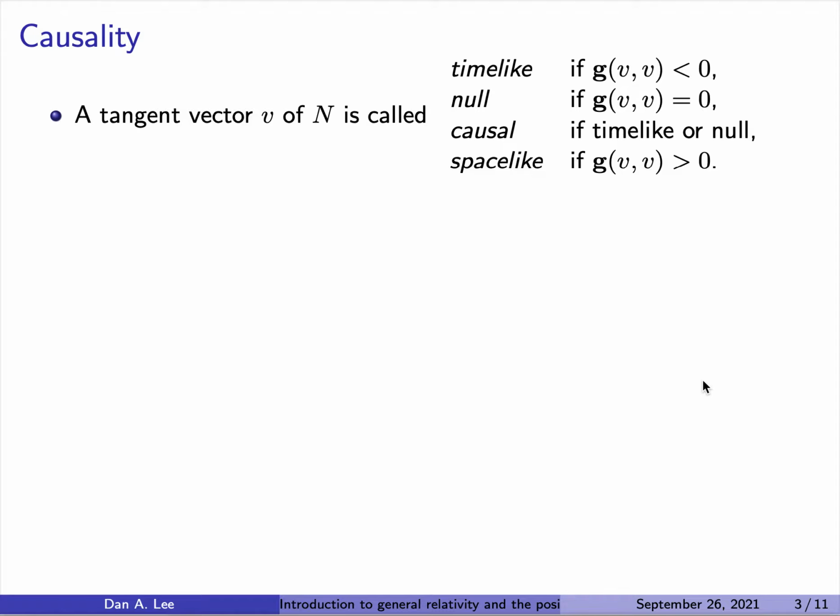A timelike vector, for example, would be like the E0 that I had on the previous slide, right? The spacelike examples would be like E1, E2, E3. An example of a null vector would be something like E0 plus E1. It's not hard to see that if you plug that in, you'll get 0. Or E0 minus E1 would also work.